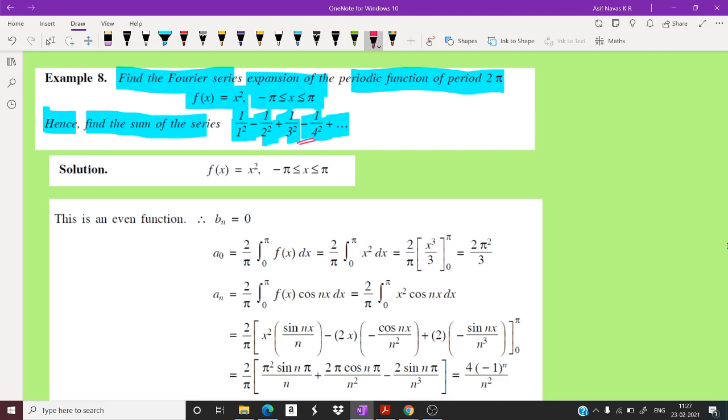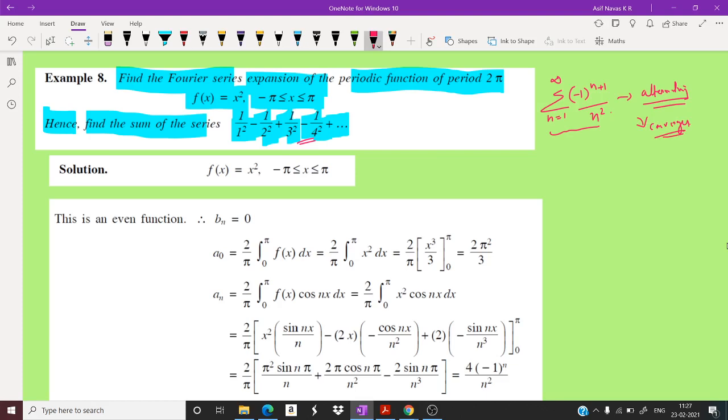Actually, what is this series? This series is the sum from n equal to 1 to infinity of minus 1 power n plus 1 divided by n square. In the last module on alternating series, we showed that this is an alternating series, and we can prove that it converges.